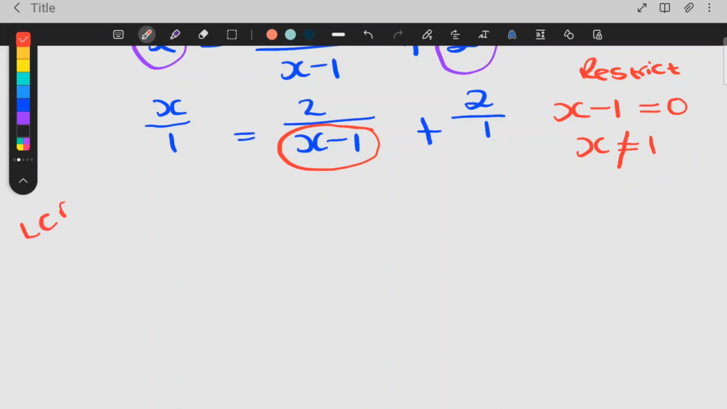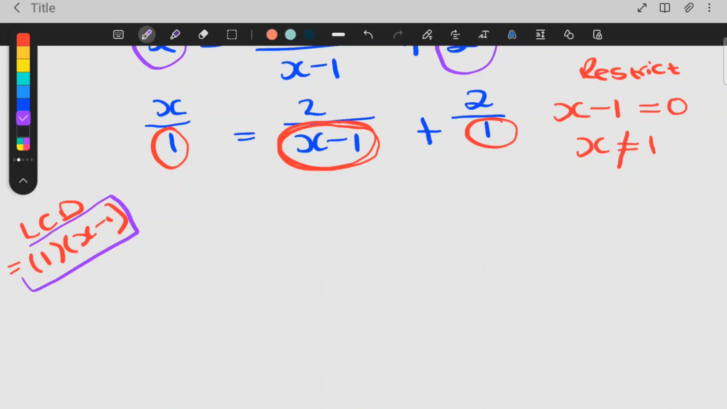Next, we have to find our LCD. So, here is a 1. There is an x minus 1 and there is a 1. My LCD is: there's a 1 somewhere and there is an x minus 1 somewhere. That is my LCD. Now, every denominator in the question must look like this.